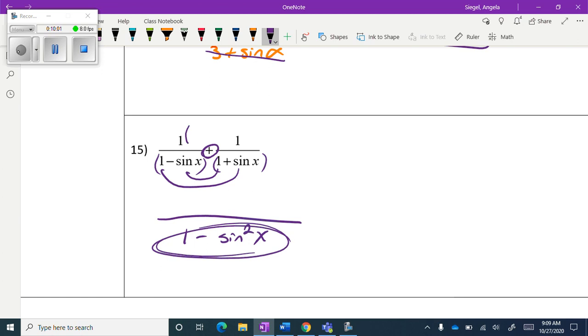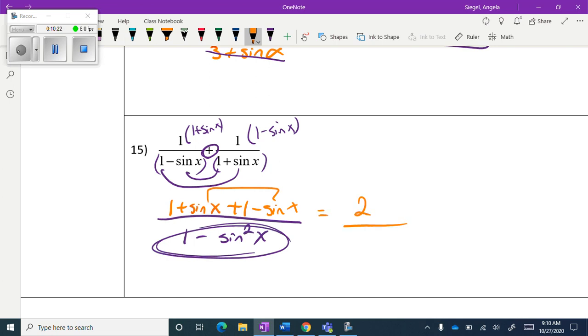So what that means is I need to multiply this side by 1 plus sine of x, and this side by 1 minus sine of x. So on top, I'm going to have 1 plus sine of x plus 1 minus sine of x. So it looks like the sine of x's are going to cancel out. I get 2 on top. And then down here, 1 minus sine squared x, that's going to be cosine squared x.